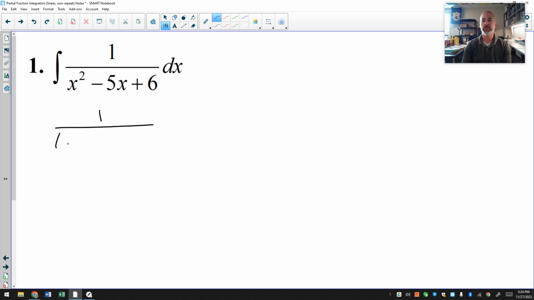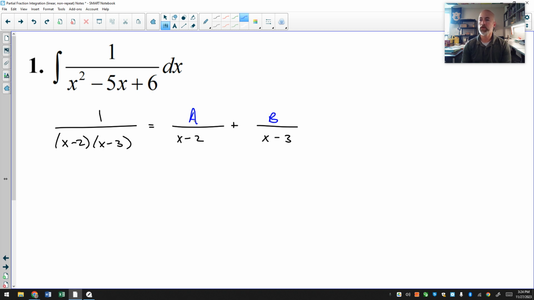And so that denominator factors to x minus 2, x minus 3. And if those are the factors of the denominator, that means we started with two fractions, or we can break this up into two fractions whose denominators are x minus 2 and x minus 3. And what I don't know is what the numerators are up here, and those will be constants, A and B. Our challenge here is to find the A and find the B.